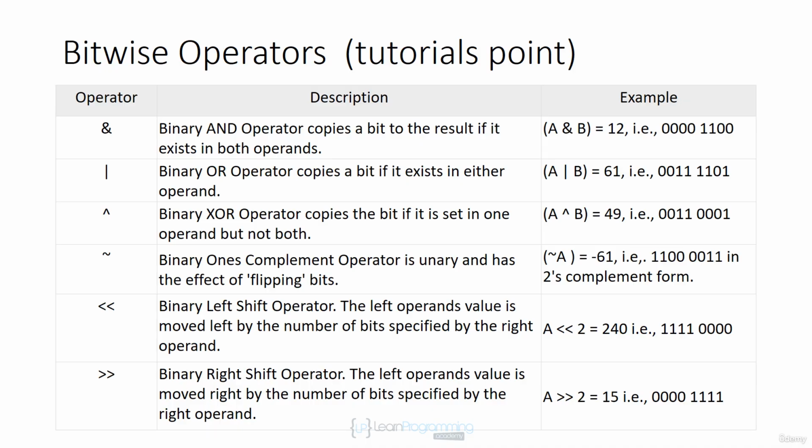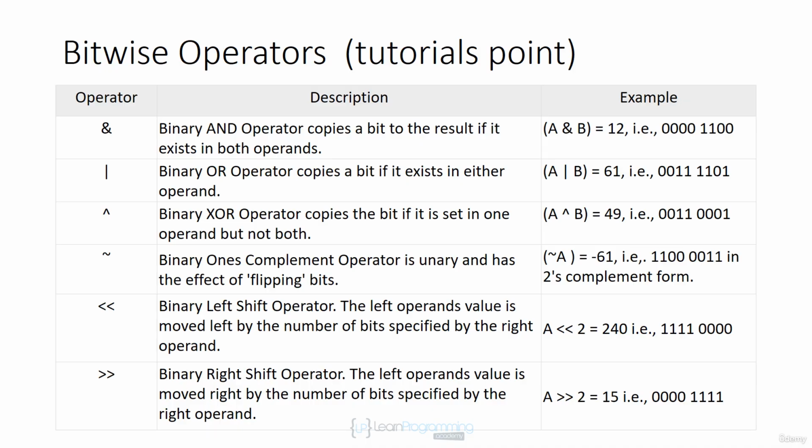A binary OR copies a bit if it exists in either operand. So A or B will copy a bit if it exists in either operand. So if either operand is equal to 1, it will copy a bit. And then the binary XOR, this is the exclusive OR. This will copy the bit if it is set in one operand but not both. So if you have a true but only one true, and you use the caret to represent this on your keyboard, then it's going to copy a bit and it's going to say it's true.